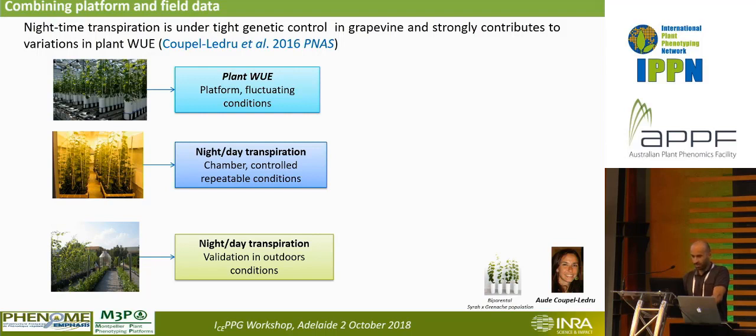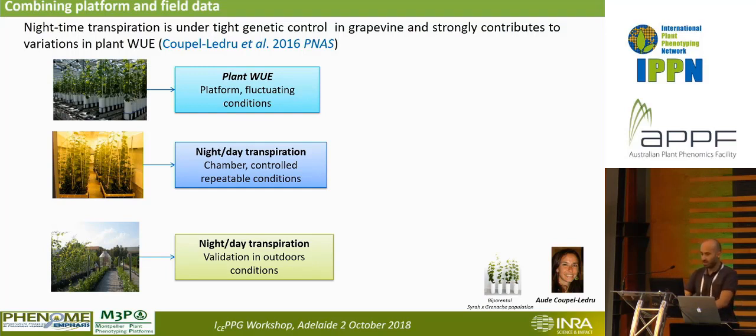I shift to another crop now, to grapevine. And this is nice work of Odd, who was working with night transpiration, and she found that night transpiration is under tight genetic control in grapevine and strongly contributes to variation in water use efficiency. In this work, she combined the measurements done in PhenoArch at the whole plant level. She measured water use efficiency under fluctuating conditions.